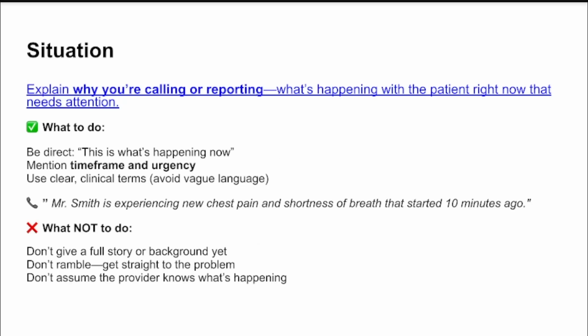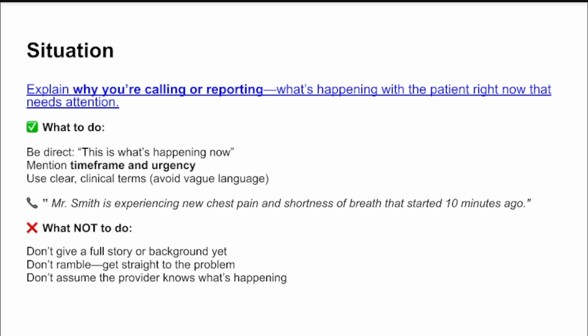Next, situation. Here, you're just telling them why you're calling. What's happening right now? What you want to do is be direct. Mention time frame and urgency. Use clear clinical terms and avoid vague language. You want to be as specific as possible.